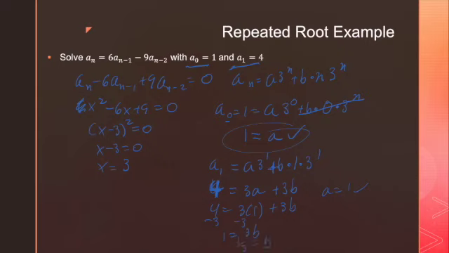So my new equation, final answer, a sub n equals 3 to the n plus 1/3, that's my b, times n times 3 to the n.